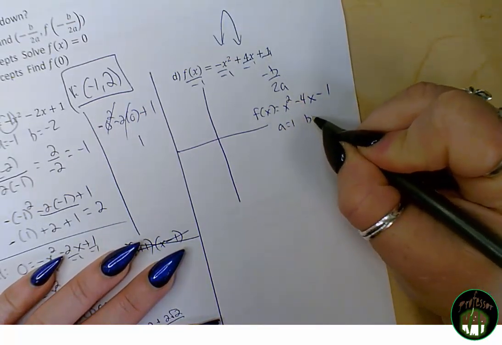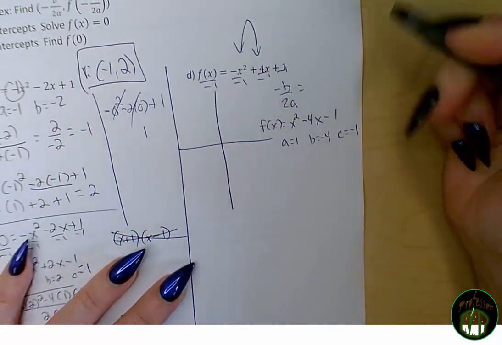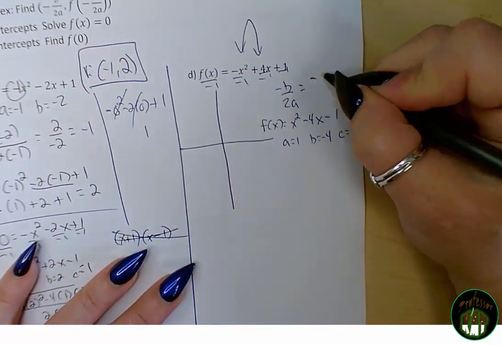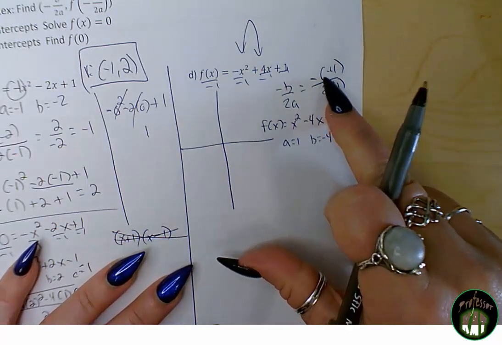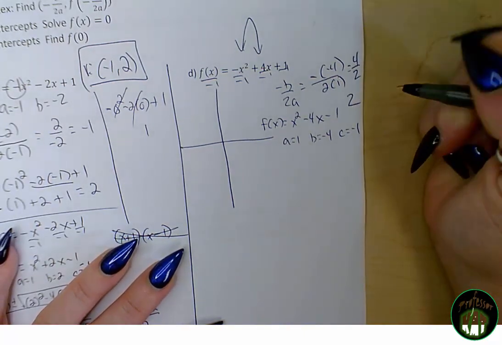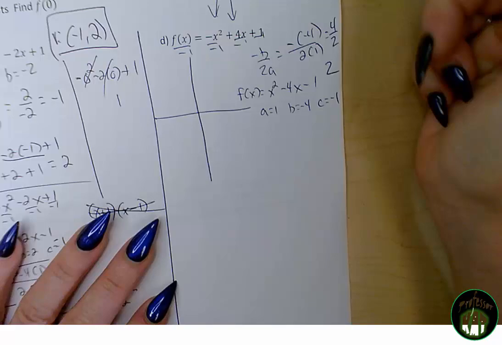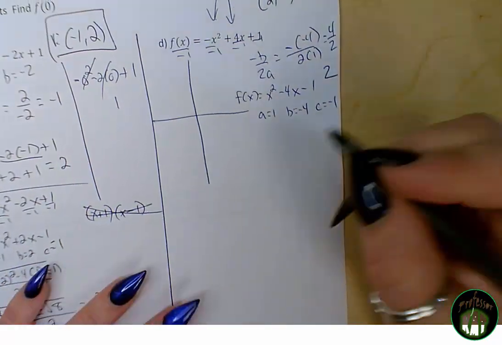a is a 1, b is a negative 4, c is a negative 1. So when we do negative b over 2a, that is a negative 4 over 2 times 1. Double negative up top makes that a 4 over 2, which is a 2, right? 4 divided by 2 is a 2. So our x value is a 2 here.